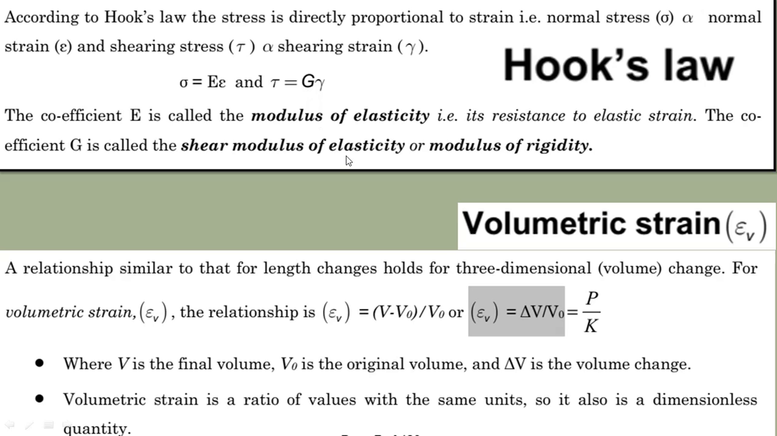Now volumetric strain epsilon V. A relationship similar to that of length changes holds for three-dimensional volume changes. For volumetric strain, epsilon V is equal to V minus V0 divided by V0, or epsilon V is equal to delta V divided by V0, which is equal to P by K, where V is the final volume, V0 is the original volume, and delta V is the change in volume. Volumetric strain is the ratio of values with the same units, so it is also a dimensionless quantity.